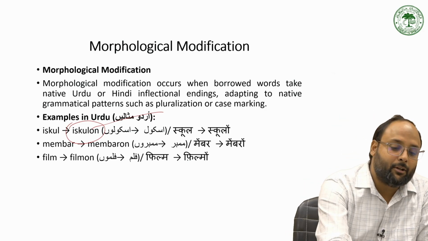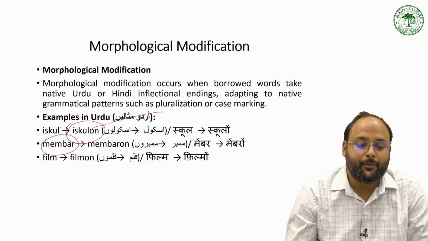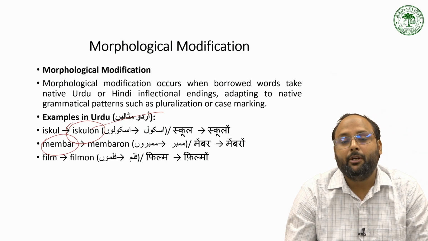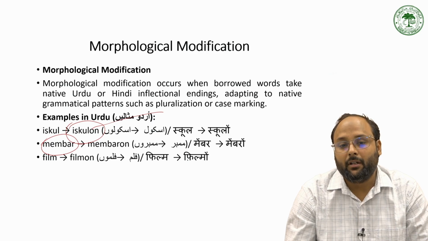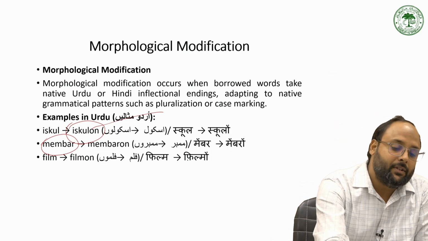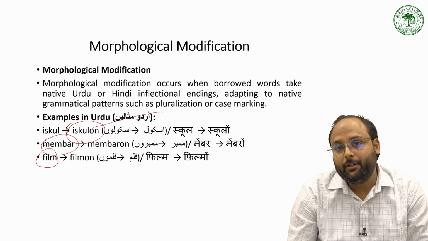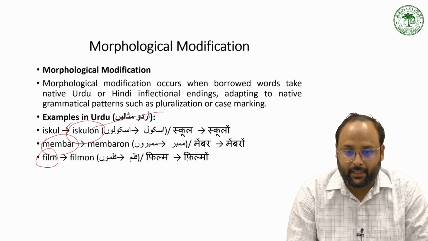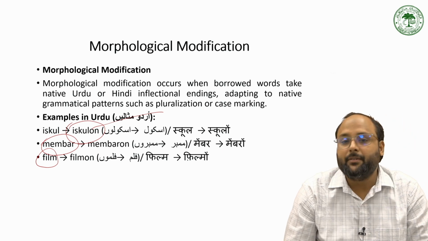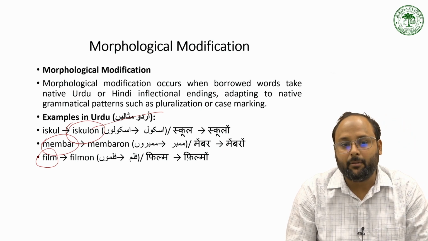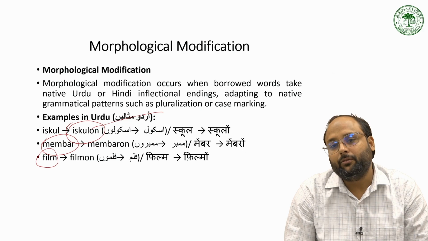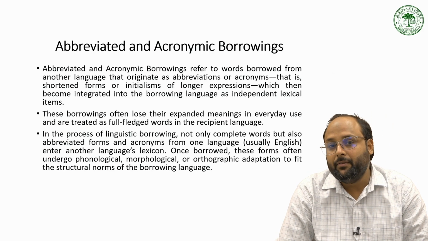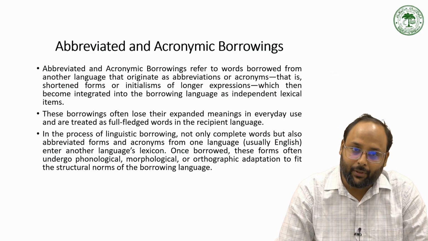And when we have the word member, we borrowed member and change it into memberon or membran in Urdu Hindi. And when we have the word film, it changes when we add some suffix to it. So that suffix comes under the morphological modification that happens when we borrow words from foreign languages. Now the other term is abbreviation and acronyms in borrowing.